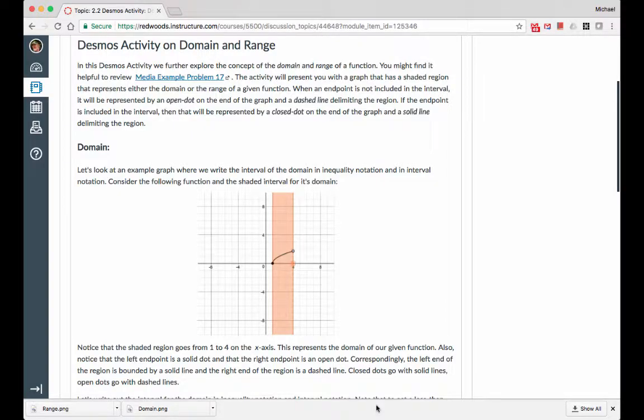Welcome to a short video to explain the Desmos activity on domain and range. In this Desmos activity, we're going to further explore the concepts of domain and range of a function.